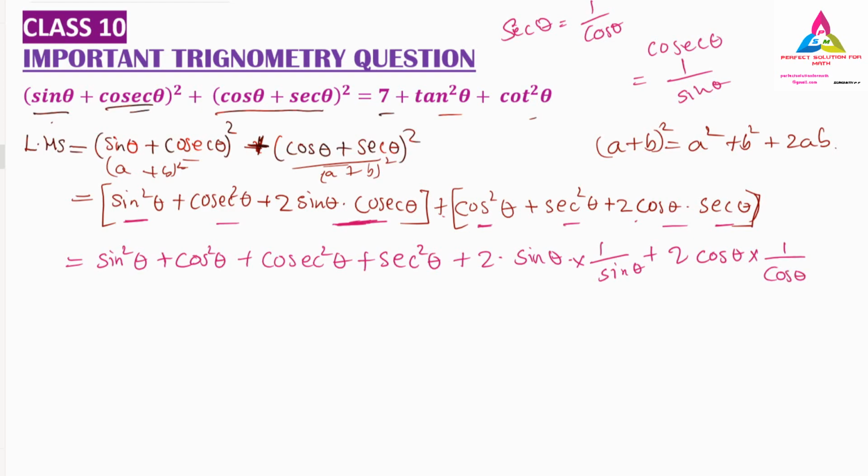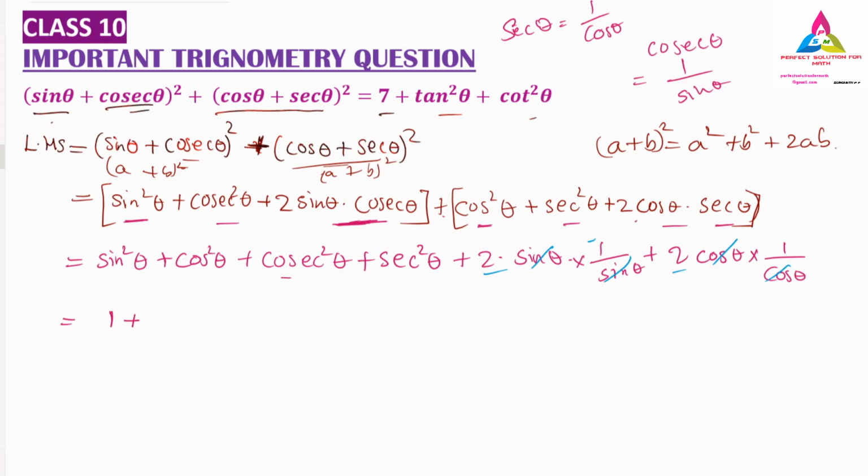So if you see clearly, this sin theta gets cancelled, cos theta gets cancelled. Here we have 2, here we have 2, 2 into 1 is 2, 2 into 1 is 2. So now, we have already done half of the part. Sin square theta plus cos square theta, the trigonometric identity, is 1.